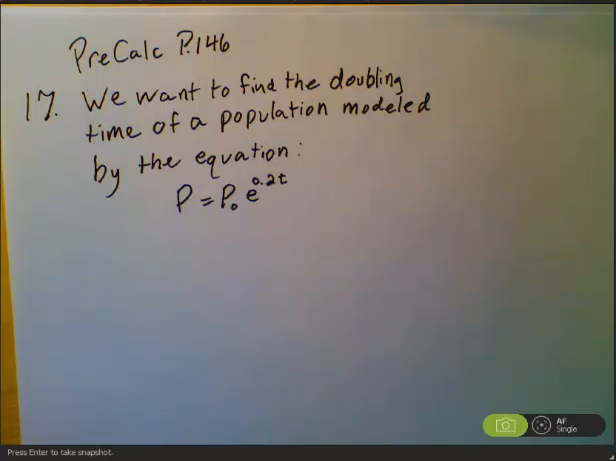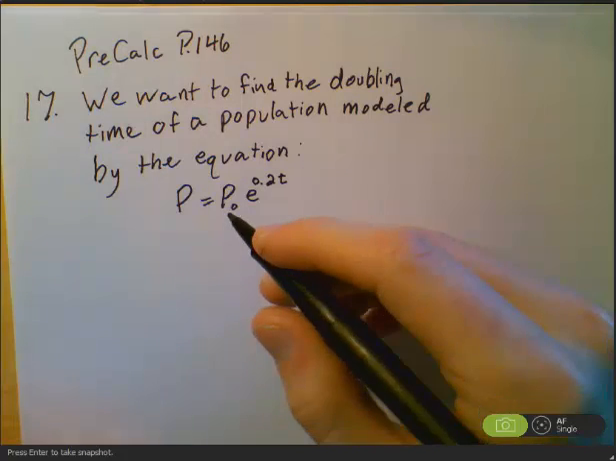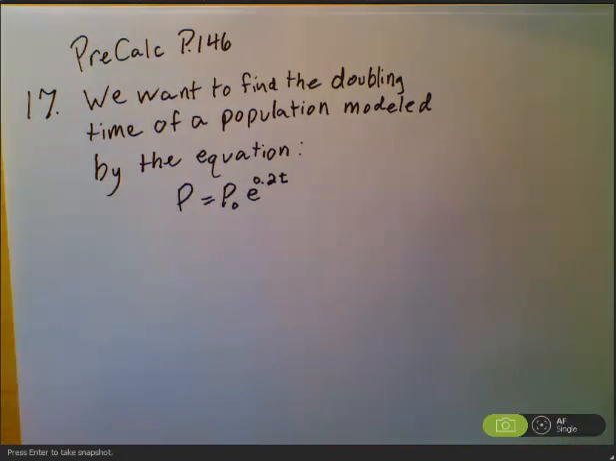Now the first thing that might be a little bit confusing is this P naught here. P naught is just a number that represents the population at a time of 0. So it could be thought of as the starting value of this exponential equation.